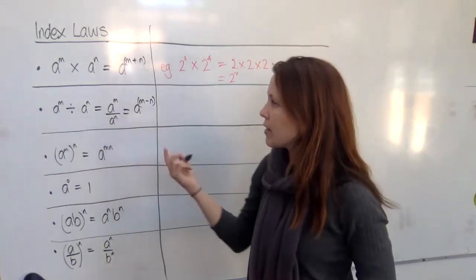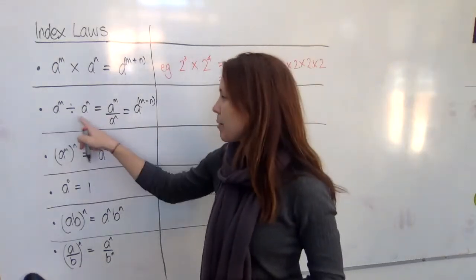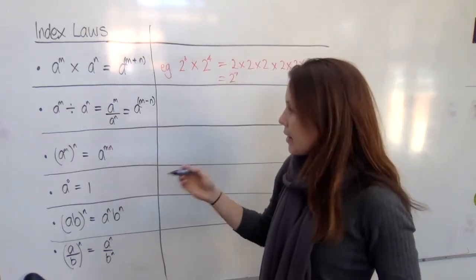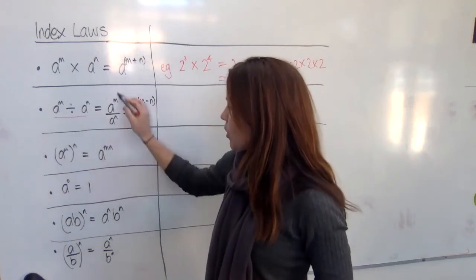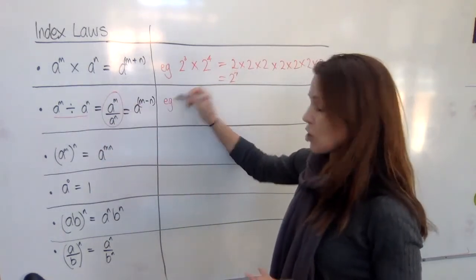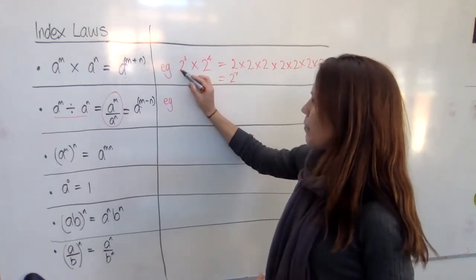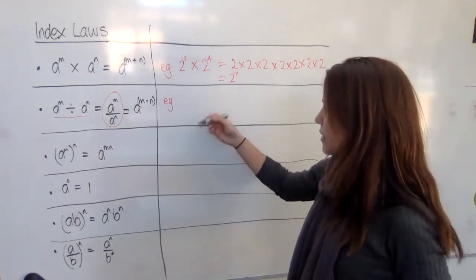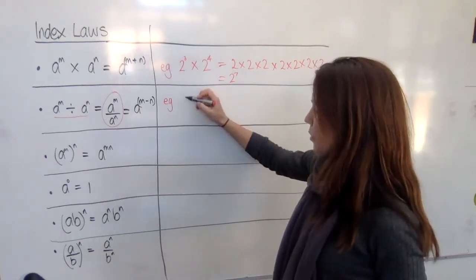The next rule is really similar, except opposite. If we're dividing powers and the bases are the same, then we subtract the indices. Now note that it can be written this way or this way. They're the exact same thing. And looking at an example to check why it works, again we could use a base that's a number here, like a 2, or we could use a letter, doesn't matter what it is. Let's go a letter this time, just to prove that it works.